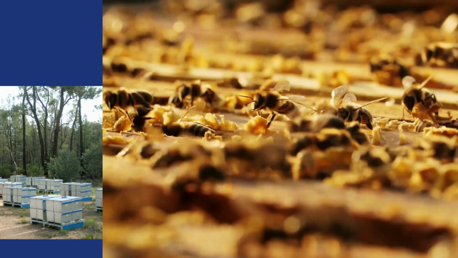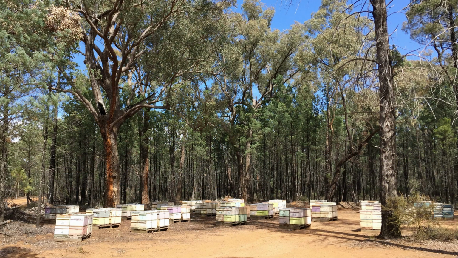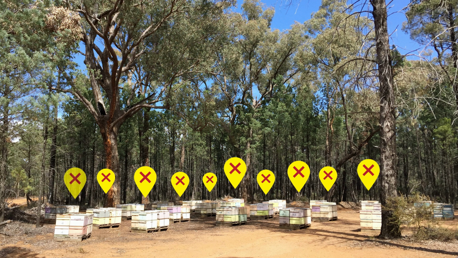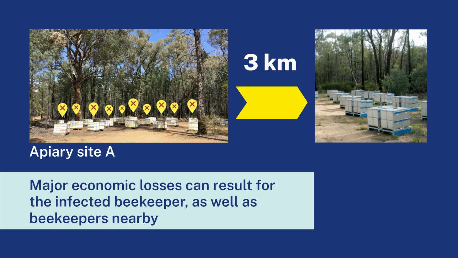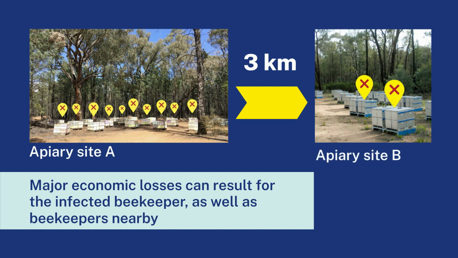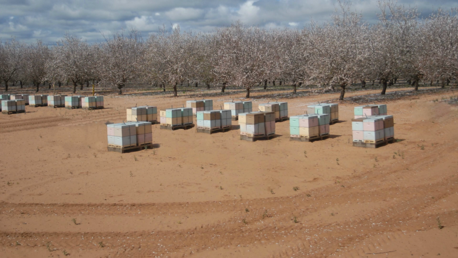Why should a beekeeper practice integrated pest management? When pests or diseases are not identified or not managed effectively by the beekeeper, honeybee colonies can be at risk of weakening or dying. These pests and diseases may also spread to neighbouring colonies and apiaries, creating a widespread, ongoing problem. Major economic losses can result for the beekeeper directly affected, as well as beekeepers nearby. Growers requiring pollination services can also be affected as there are fewer healthy colonies available to pollinate crops.